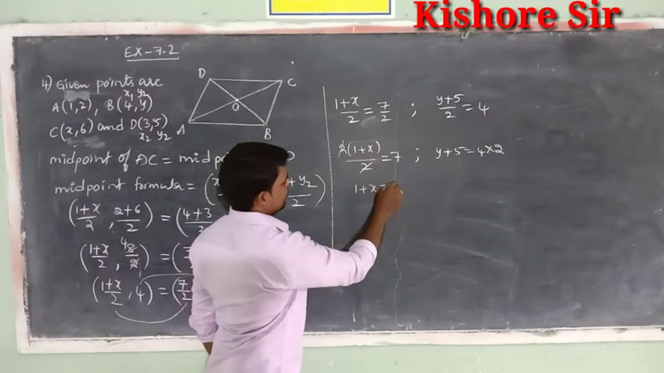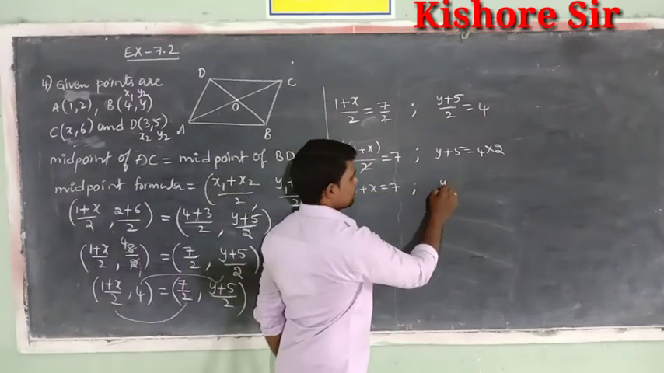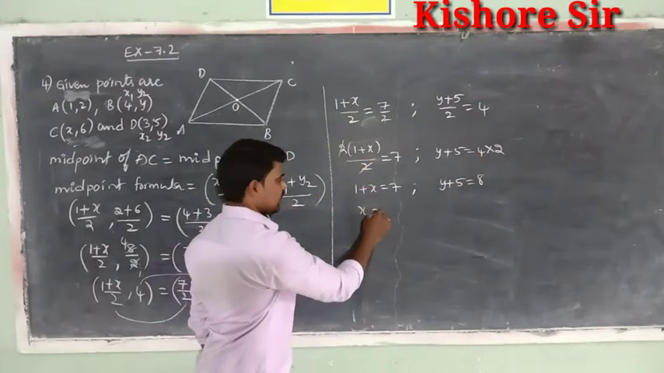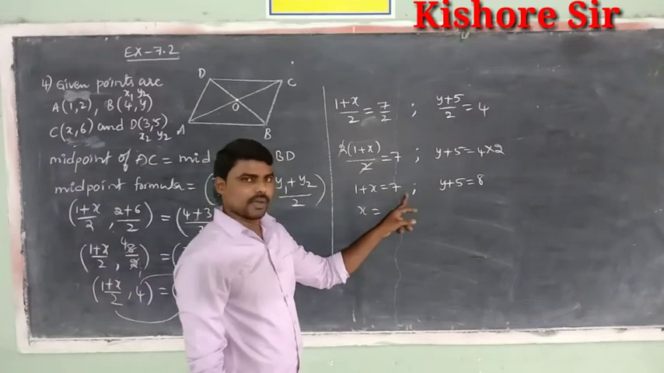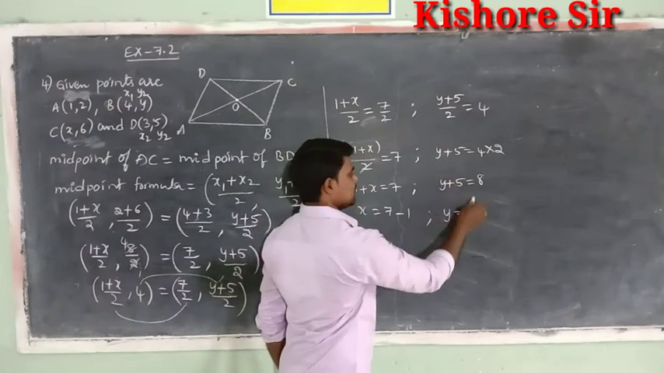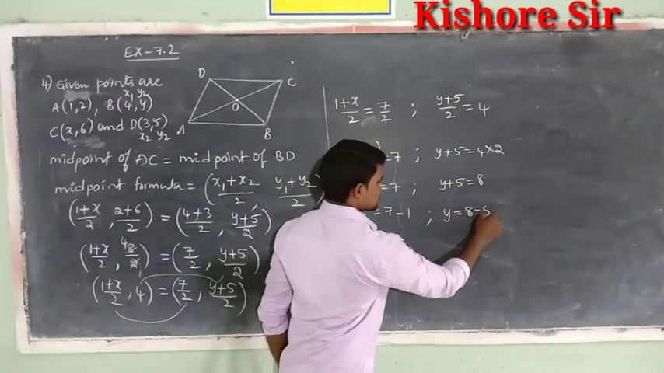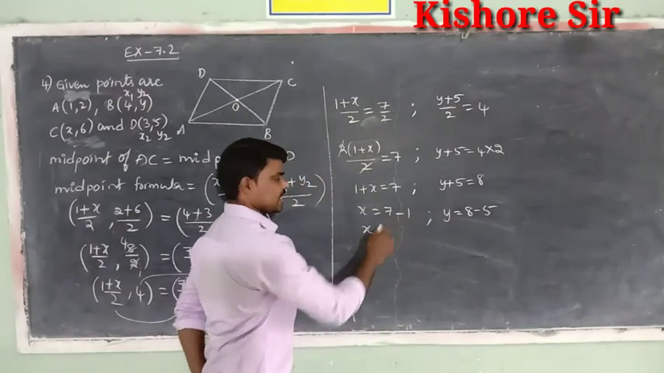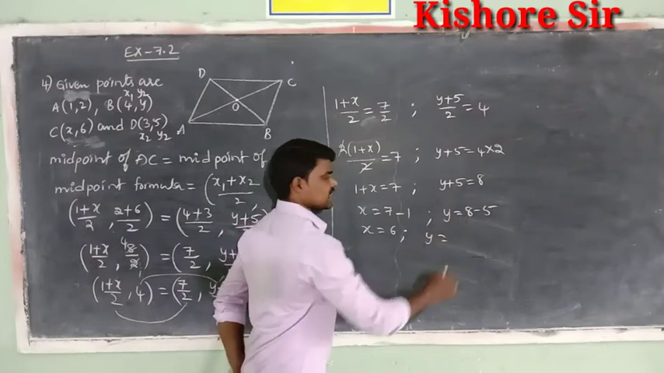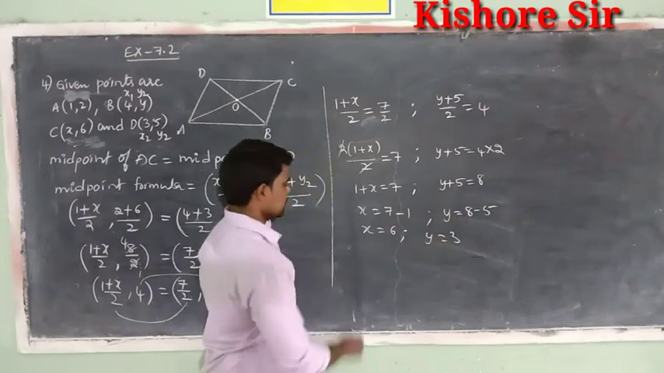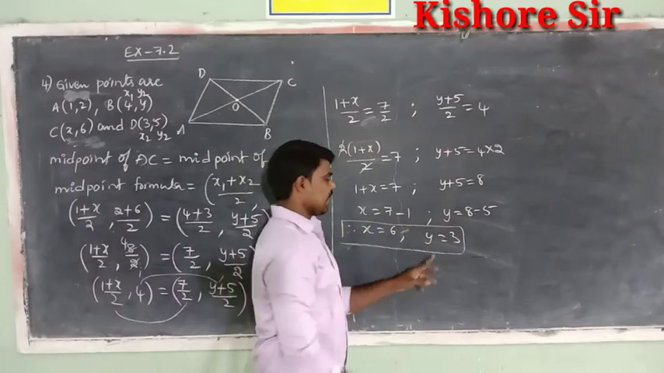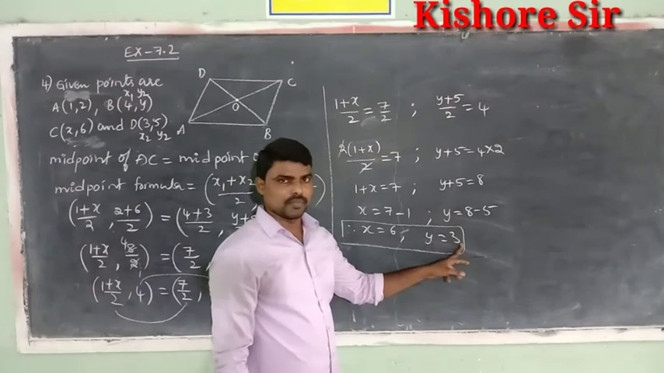Then 1 plus x is equal to 7. Here y plus 5 is equal to 4 2s are 8. Okay. So x is equal to, plus 1 becomes minus 1, 7 minus 1. Y is equal to, plus 5 becomes minus 5, 8 minus 5. X is equal to 7 minus 1, 6. And y is equal to 8 minus 5, 3. So therefore the value of x is equal to 6 and the value of y is equal to 3. Okay.